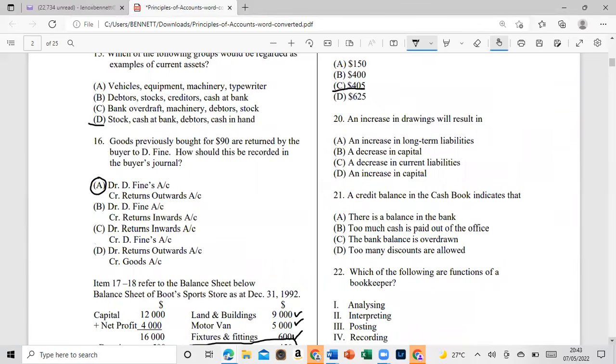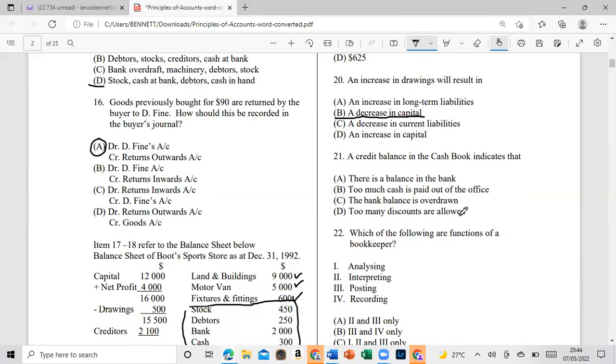An increase in drawings will result in A, an increase in long-term liability, B, a decrease in capital, C, a decrease in current liabilities, or D, an increase in capital? And that would be B, a decrease in the capital. Drawings. All right, let's move on to 21. So that would be B.